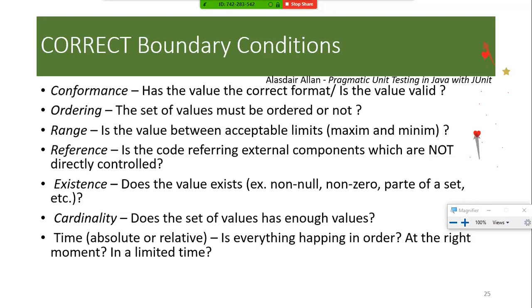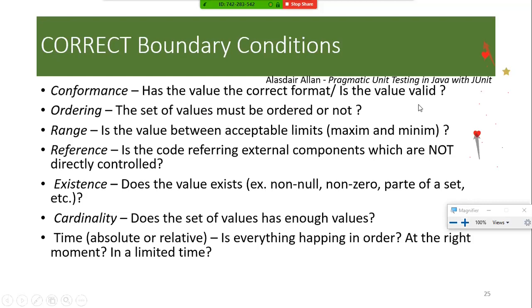So what does CORRECT mean? It means conformance, ordering, range, reference, existence, cardinality, and time. So let's go through them. You have examples in the book describing each condition. I will just go through them. Now, if you need more details, you can go and read the chapters on that. So let's see. Conformance. This means, does the value have the correct format?